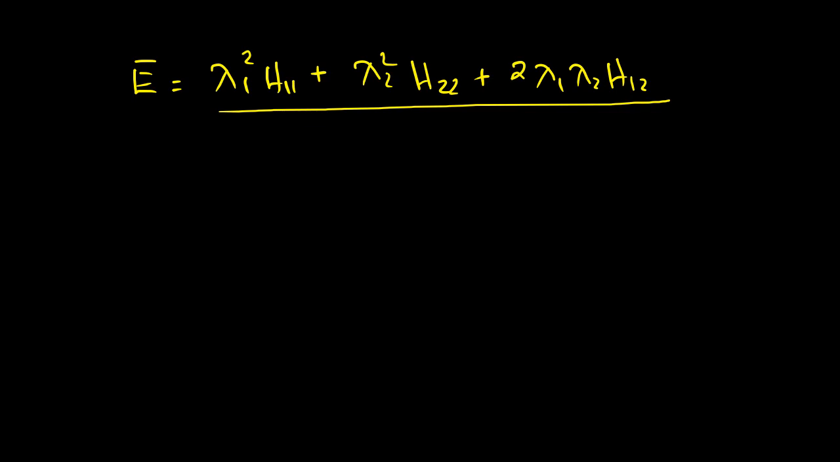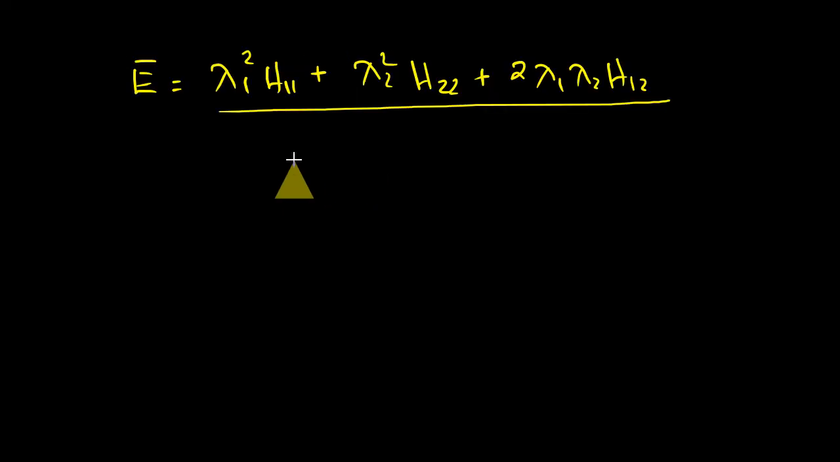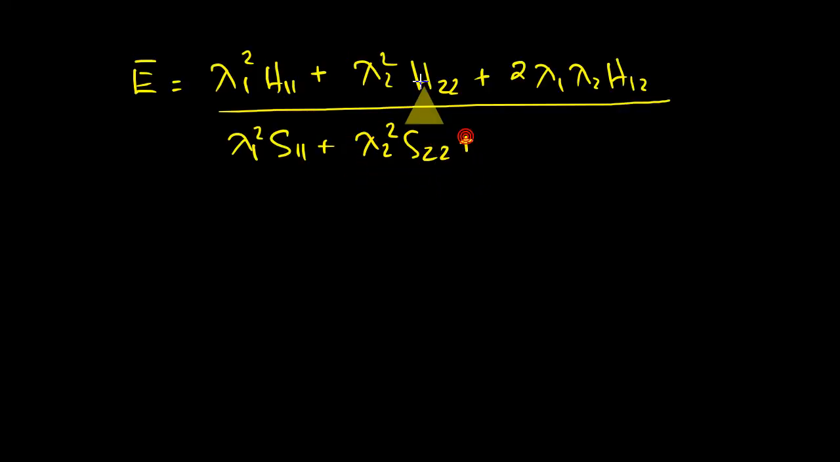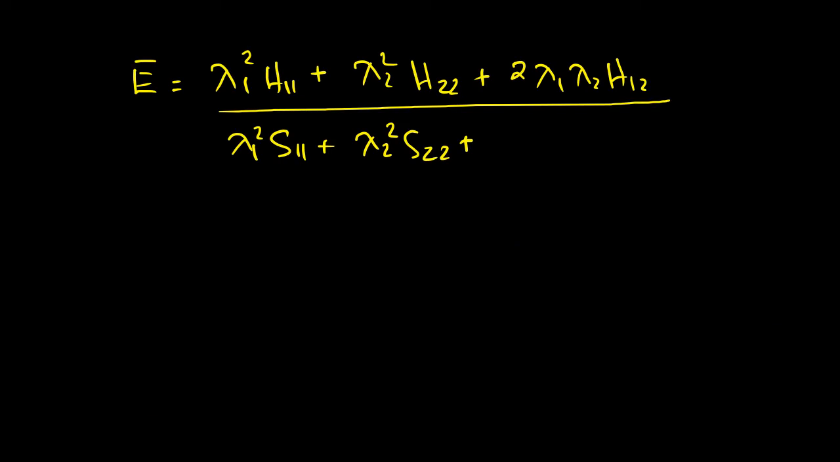divided by the denominator: lambda 1 square S11 plus lambda 2 square S22 plus two other terms, lambda 1 lambda 2 S12 and lambda 1 lambda 2 S21, but S12 is equal to S21, therefore you can write 2 lambda 1 lambda 2 S12, okay? So now that is the expression for the expectation value. This expression is not so long, because we have used some abbreviations here. So that looks nice.